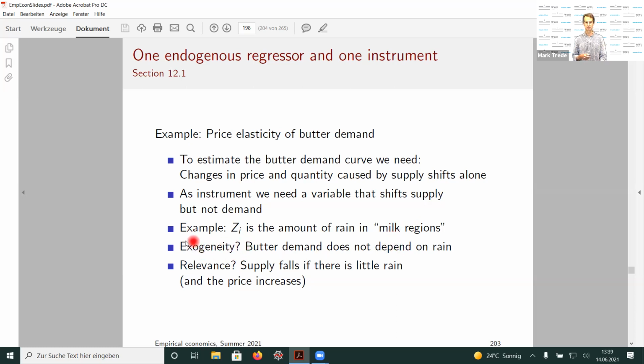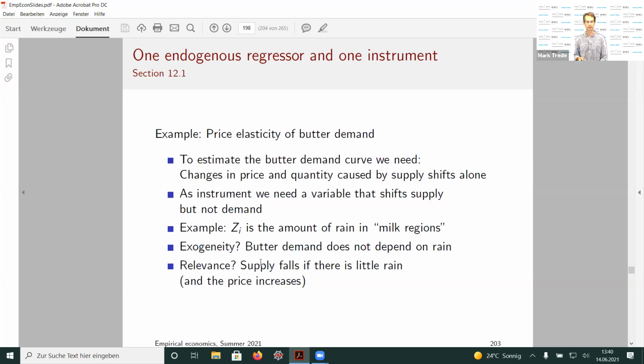So is it exogenous? Well, the butter demand does not depend on the amount of rain. I think this is a reasonable assumption. So the demand curve is not affected by this variable. How about the supply curve? Well, the supply curve is affected by the amount of rain, because if there's more rain, there's more grass. And if there's more grass and more hay, then the cows give more milk. And if there's more milk, then the supply of butter increases. Okay? This is not just a theoretical or observed reasoning. This is really the case.